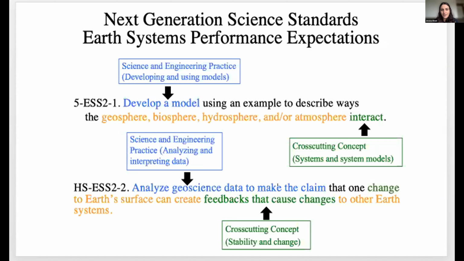So really thinking about stability and change, systems and system models, while students are engaging in the practices of science, like analyzing and interpreting data, or developing and using models for purposes of explaining how the world works.